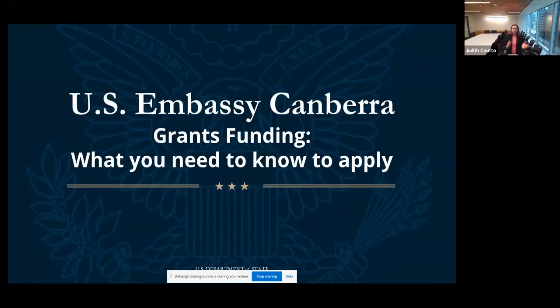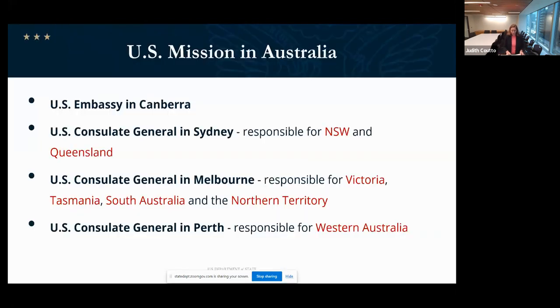Okay, here we go. All right, what you need to know to apply to the US Embassy and US Diplomatic Mission to Australia's grants funding program. The first part, we'll start off with who we are. We have our embassy in the capital, Canberra, and we also have consulates in Sydney, Melbourne, and Perth.